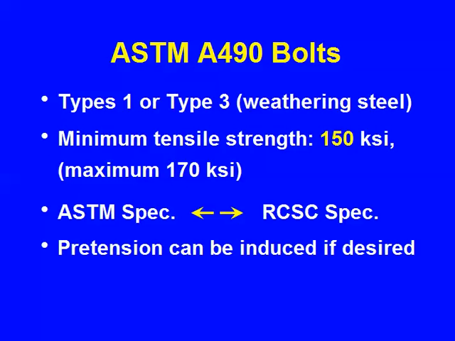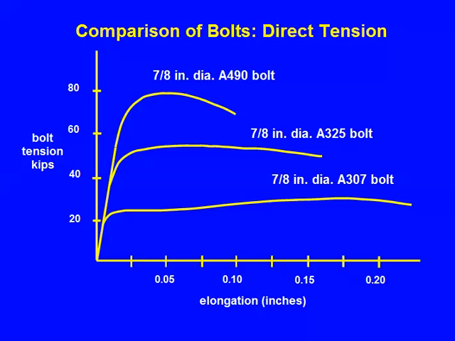The same relationship between the ASTM spec, which you as a designer probably don't use on a daily basis, maybe on a lifetime basis. They say, here's our product, but you have to use it in accordance with this other spec. And, of course, if we want pretension, then we can induce it. So here's the big picture. Happens to be for 7/8 inch diameter bolts. These are the tension tests. Just put it in a testing machine and pull it.